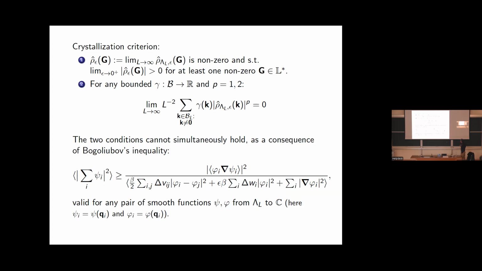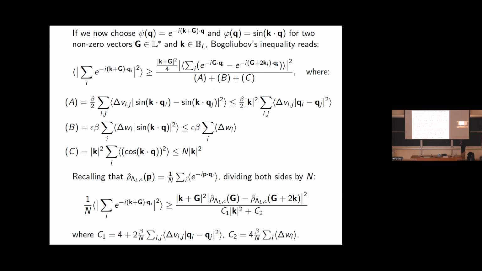Choosing phi to be the sine, you get the three terms to be Laplacian v sine of kqi minus sine of kqj squared. And this you can bound for the purpose of the lower bound of this, that is an upper bound of the denominator. You can bound this difference just by k squared qi minus qj squared. This is elementary.